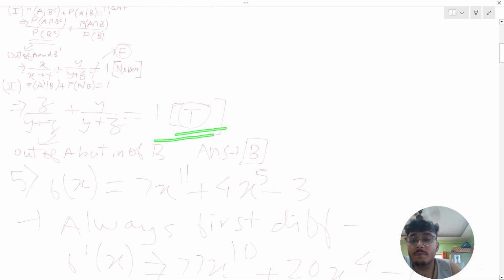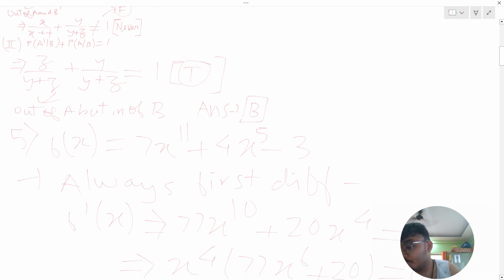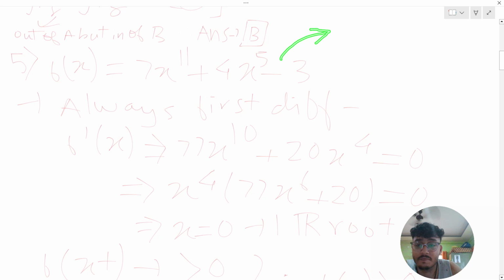So this is true, hence my answer is statement 1 is false but statement 2 is true. Number 5, we are given an equation f of x equals 7x to the power 11 plus 4x to the power 5 minus 3. We need to say the number of real roots it has. Good question, fairly easy one. Proper usage of maxima and minima, and you get the answer in no time.